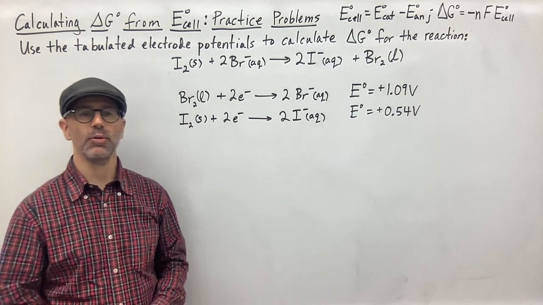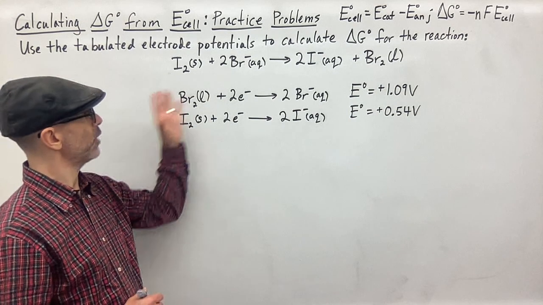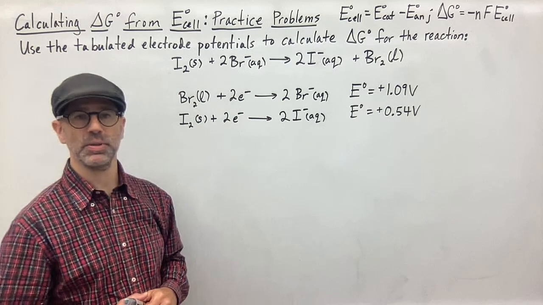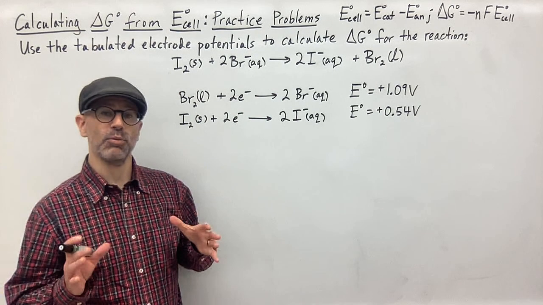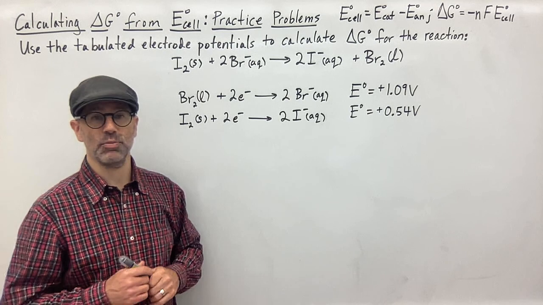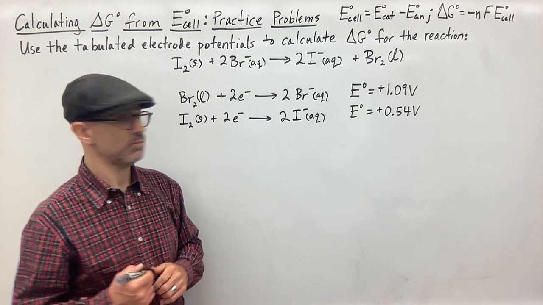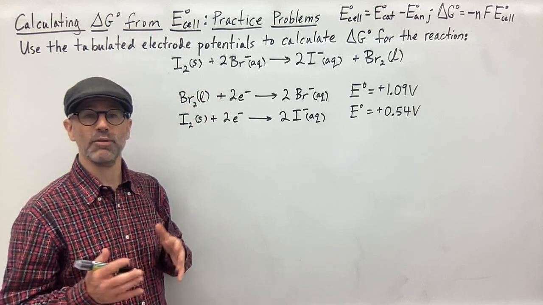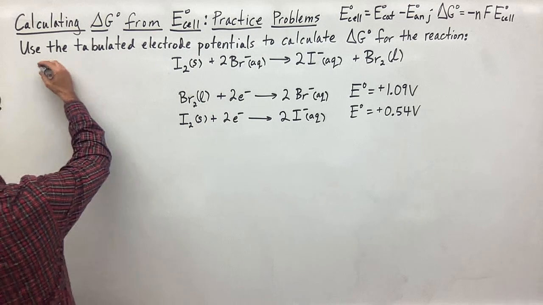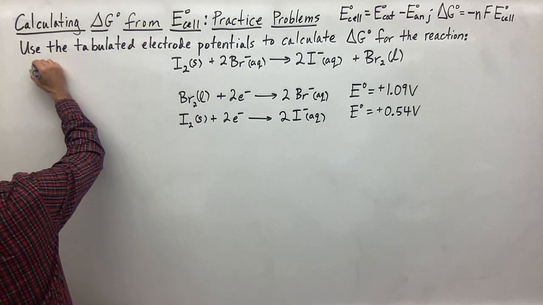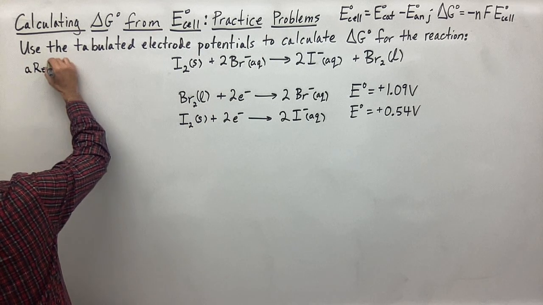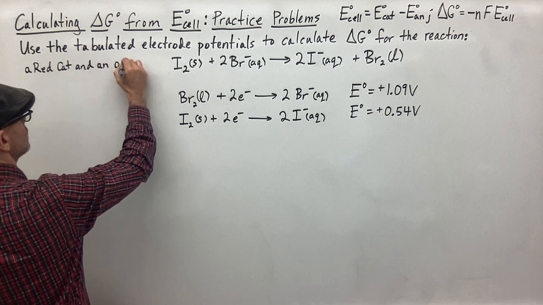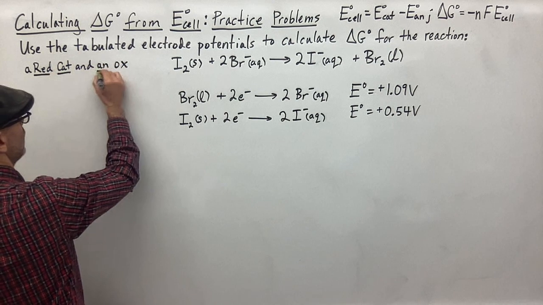Okay, so first thing we want to do is break this up into our oxidation and reduction reactions. We need to figure out what's being oxidized and what's being reduced. And when we figure that out, we can look up the electrode potentials and use those. The reason we want to find out what's oxidized and what's reduced is we've got to remember our mnemonic here: a red cat and an ox. So red cat and an ox.